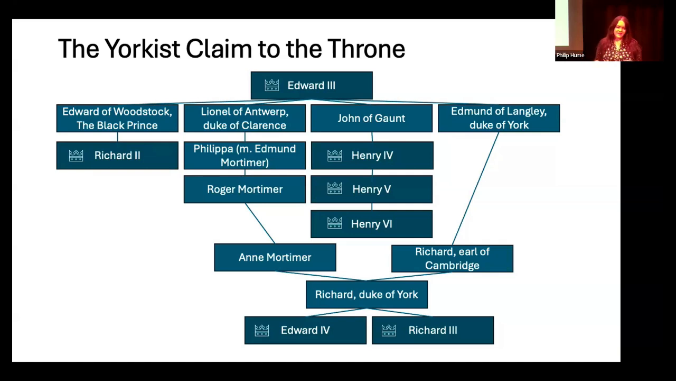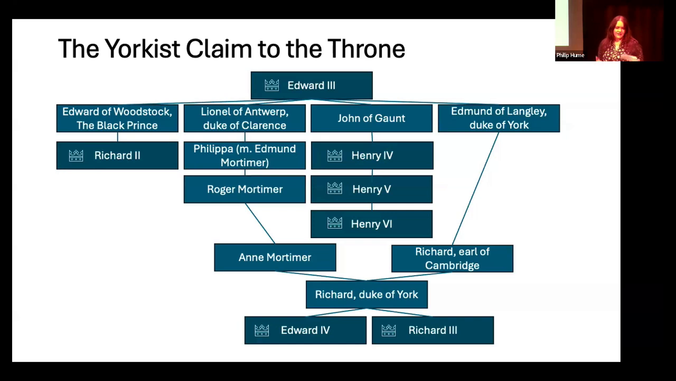The Clarence line is through two women, which is why he basically doesn't end up being the king initially, because it's not clear at this point whether a woman can pass on the claim to the throne. His Duke of York lineage is via an all-male lineage, so much more legitimate, of course. And this is via his father, Richard, Earl of Cambridge. So for most of his life, York focuses on his York descent, because this is the all-male line.